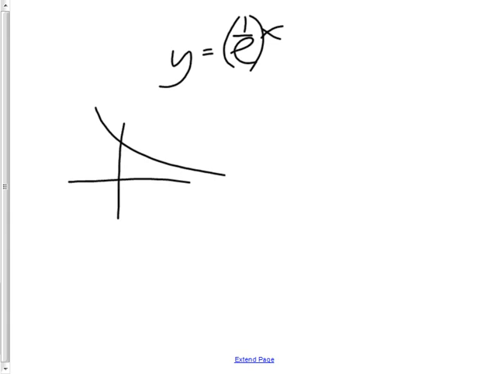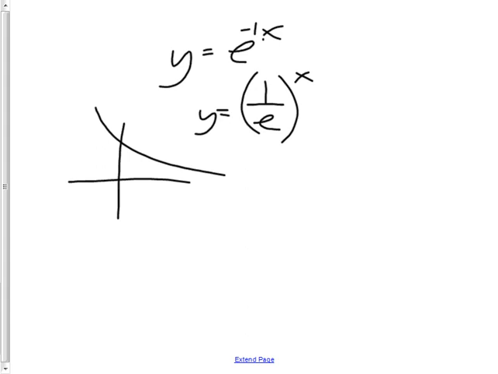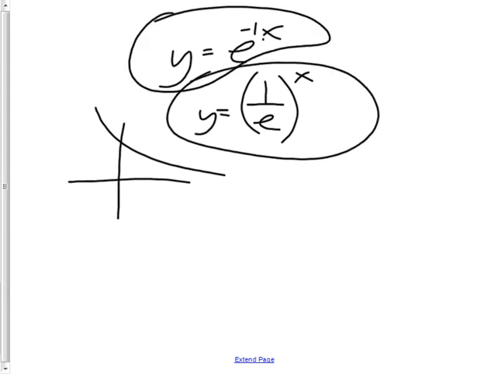Yes? Exactly, that was the one I was just going to do. How about e to the negative x? That's the exact same thing as 1 over e to the x. E to the negative x means 1 over e to the x. So this and this would be identical. Both of them are decay. Remember, this is not a graphing test that you're walking up to. It's going to be more sketches, so you don't have to worry about many exact points.